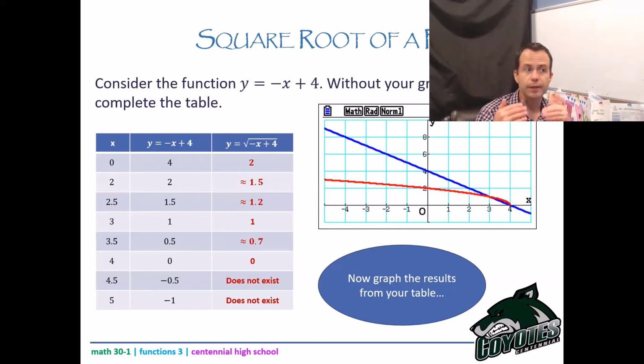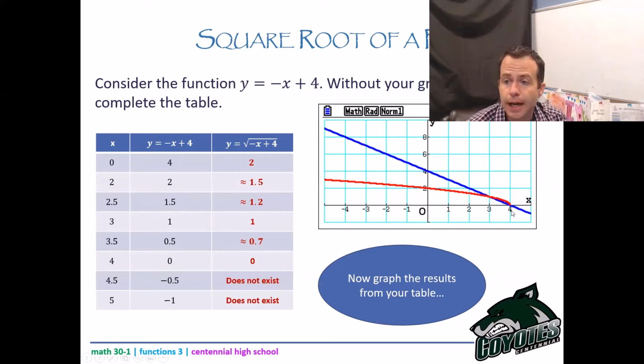One I've already talked about, and that's when I'm below 0 as far as the y values go. When I'm below 0, the square root graph doesn't exist. The next section is in between those invariant points, and so that's when y is between 0 and 1.